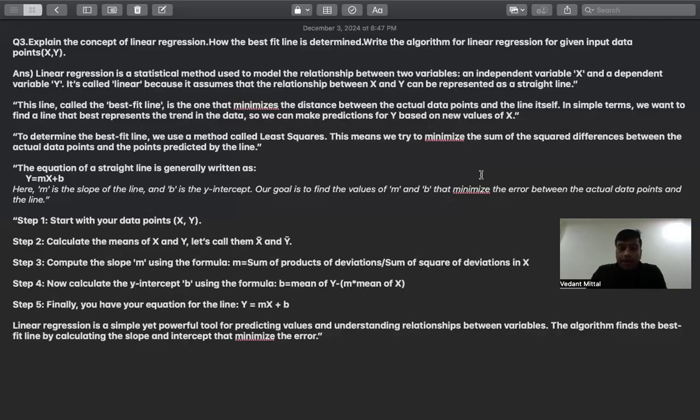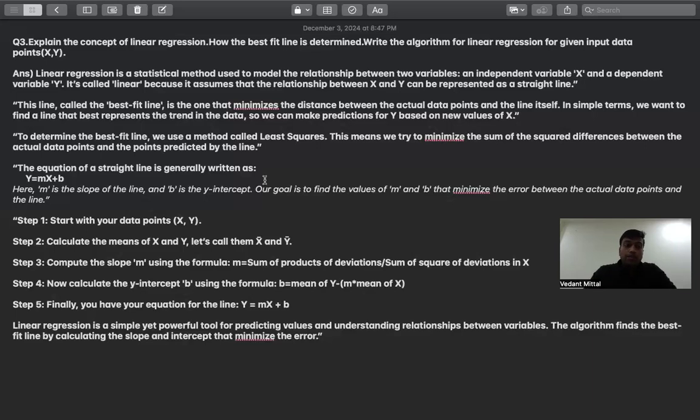The equation of a straight line is generally y equal to mx plus b. Here m is the slope of the line and b is the y-intercept. Basically, b tells us at which point the line will cut the y-axis, that is, where x is 0. Our goal is to find the values of m and b that minimize the error between the actual data points and the line. Now, the algorithm part.